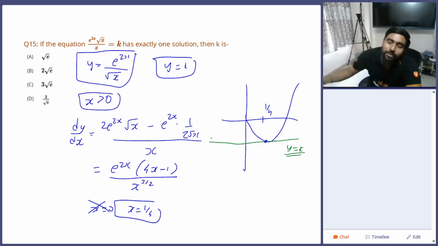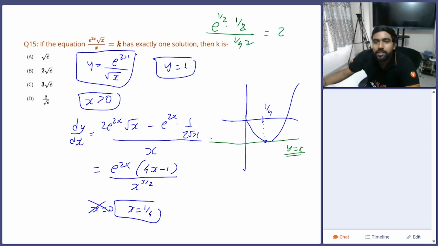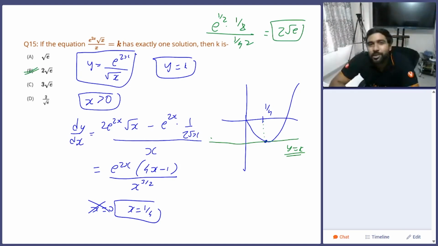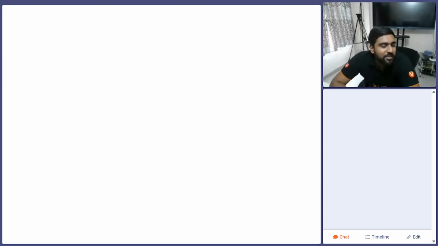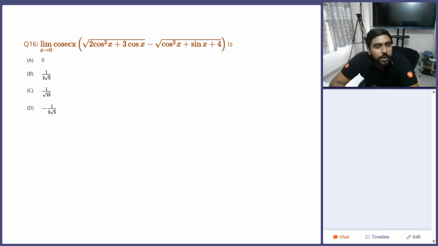So all that you have to do is find this minima value, that is, substitute x equal to 1 by 4. So you get e power 1 by 2 into root of 1 by 4, that's 1 by 2, divided by 1 by 4. That's equal to 2 root e, which is option B, the answer for this question. Plain and simple, basic manipulation over here. Okay, chalo, moving on.